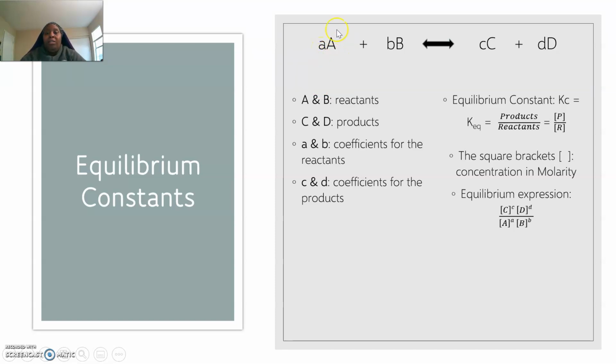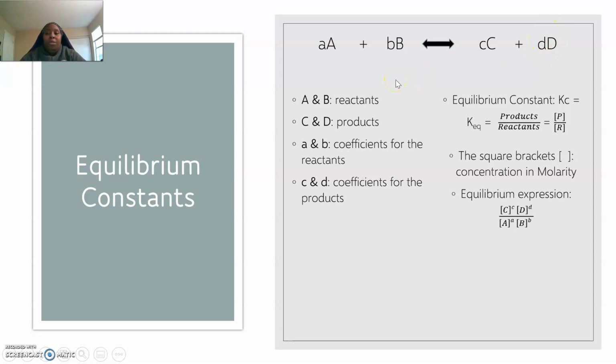So the small a is going to be the coefficient for our reactant A. The small b is going to be the coefficient for our reactant B. The little c is going to be our coefficient for product C. And then the little d is going to be the coefficient for product D.